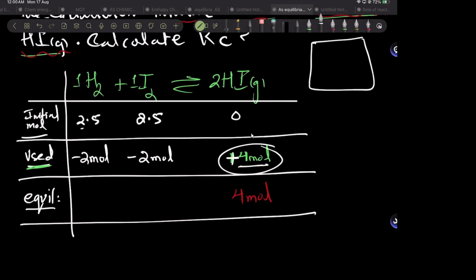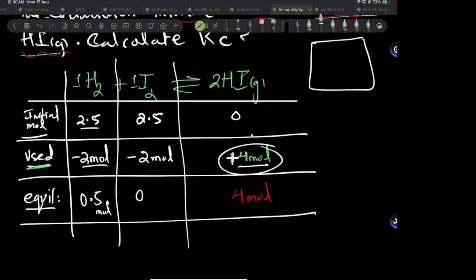So 2 moles of H2 were used. Now, if they were initially 2.5, and 2 moles were used in making product, how many are left when the reaction had reached equilibrium? You had initially 2.5, you've used 2 moles to make product. How much are you left with? 0.5. So 0.5 moles of H2 are left over here, and 0.5 moles of I2 are left, right?